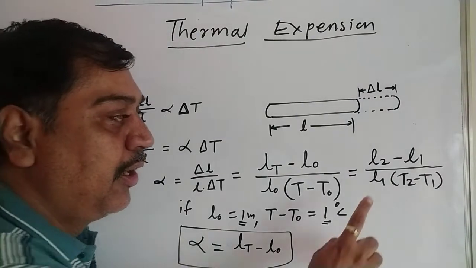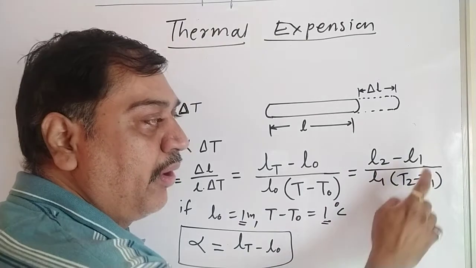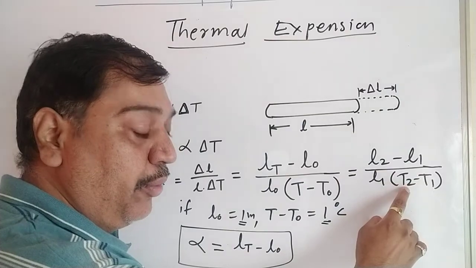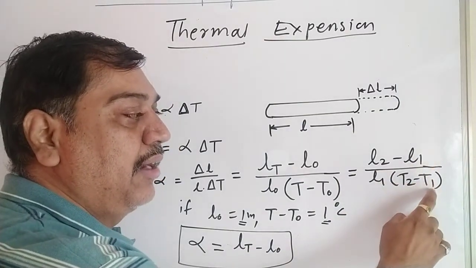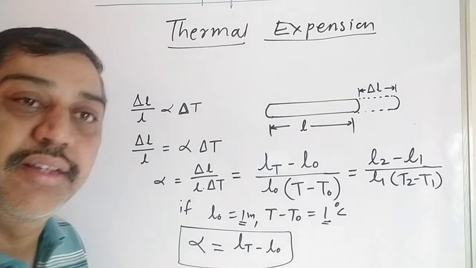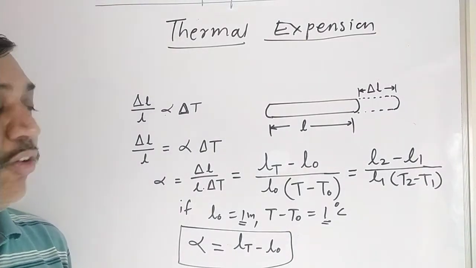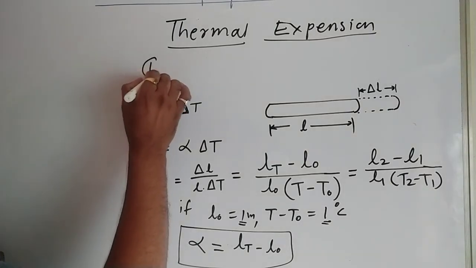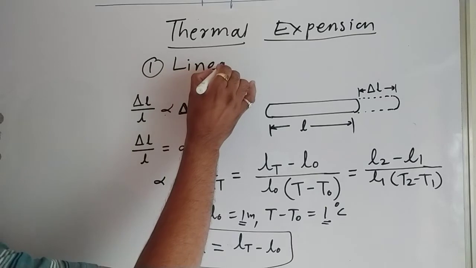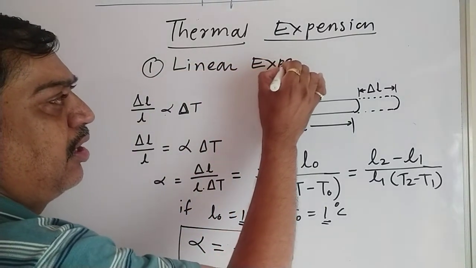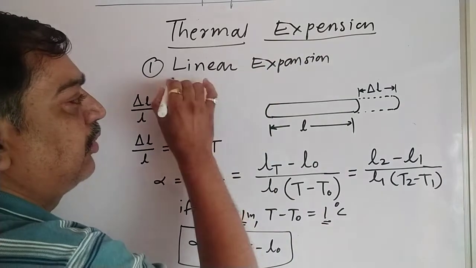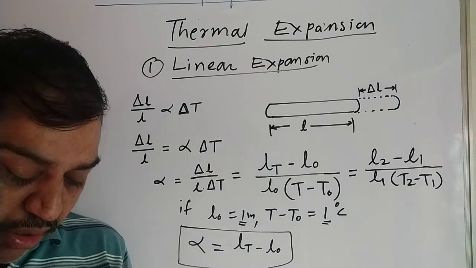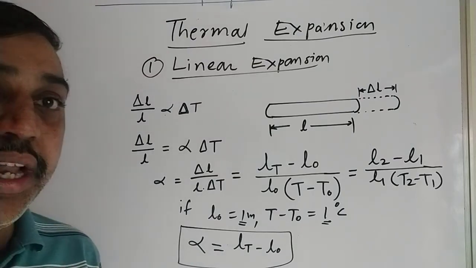Now what are these temperatures? L2 is the length at temperature T2, the higher temperature. L1 is the length at the lower temperature T1, other than 0 degrees Celsius. So this is said to be thermal expansion, and especially we have learned linear expansion. It is related to linear expansion of material. Remember, it is said to be linear expansion because it is related to change in the length of a material.